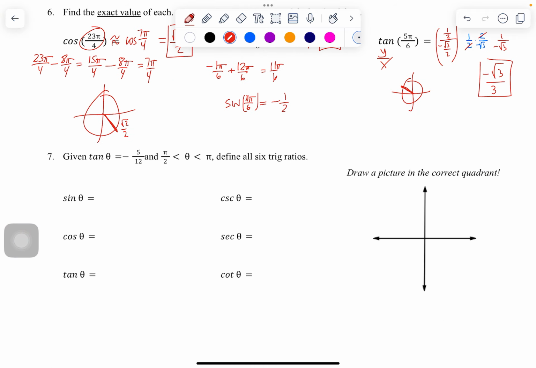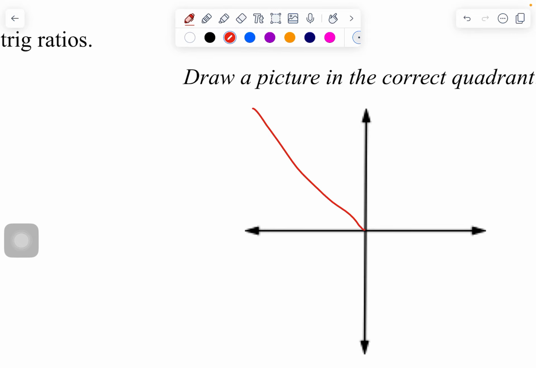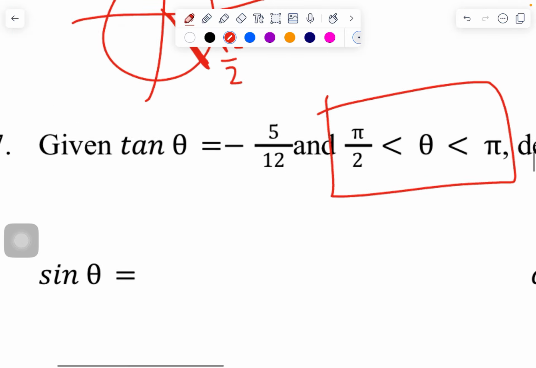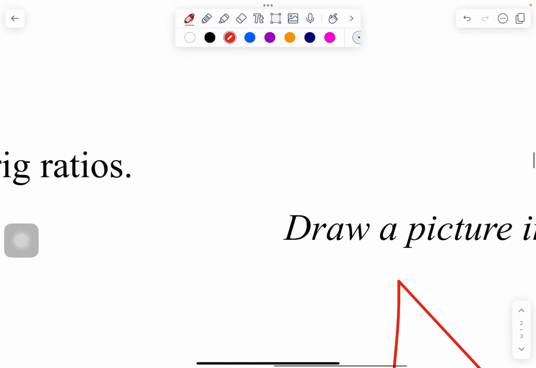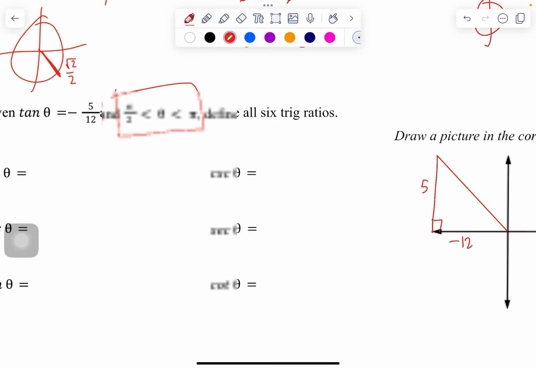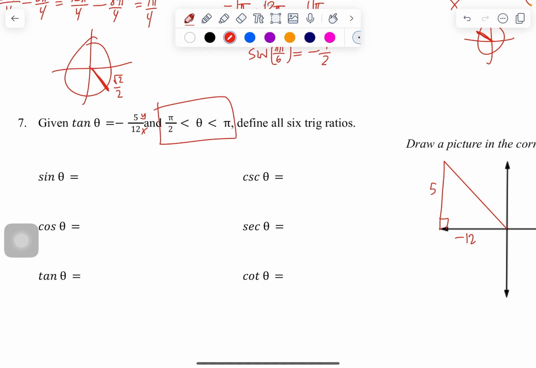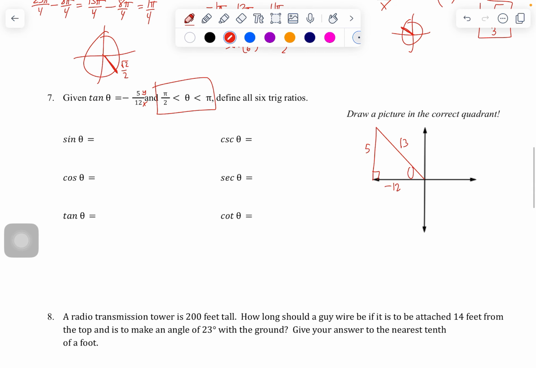Given the tangent of theta is negative 5/12, and that theta is in quadrant 2, I'm first going to draw my triangle in quadrant 2. The triangle itself is arbitrary, so it doesn't really matter how you draw it. I'm going to label the sides I know. Remember, I'm talking tangent here, so that means this is y and this is x. My y value was 5, my x value is negative 12. I'm going to use the Pythagorean theorem to find the third side, which is 13.